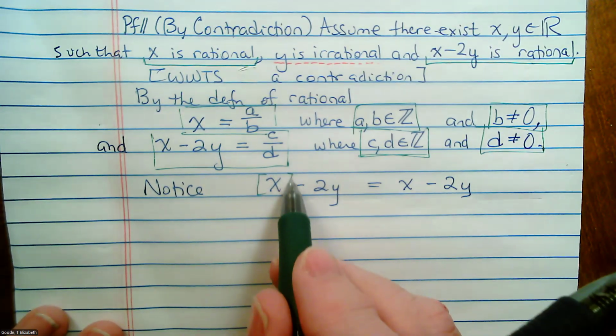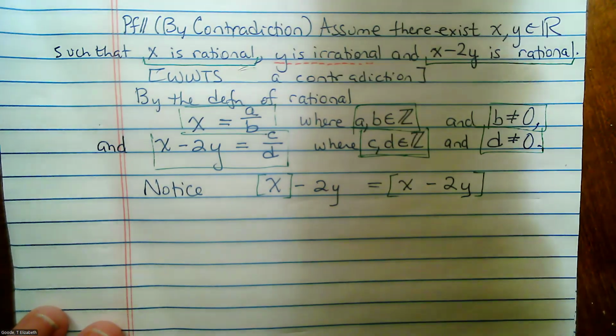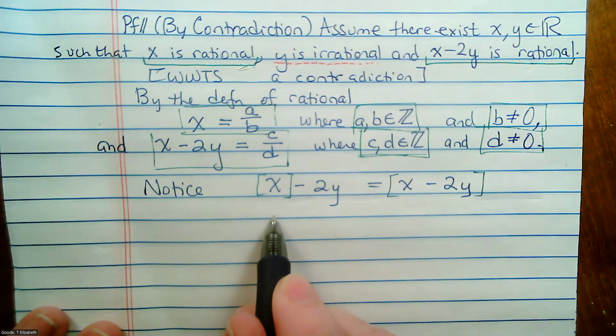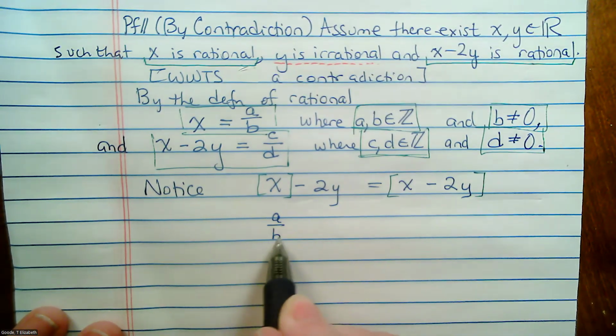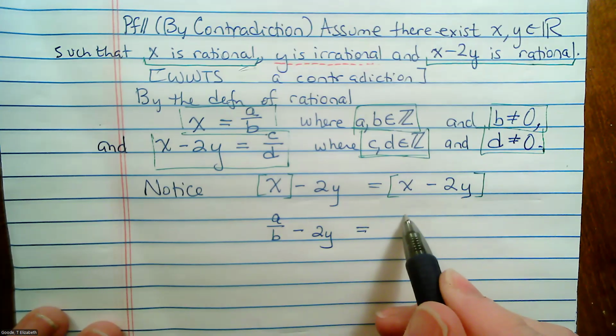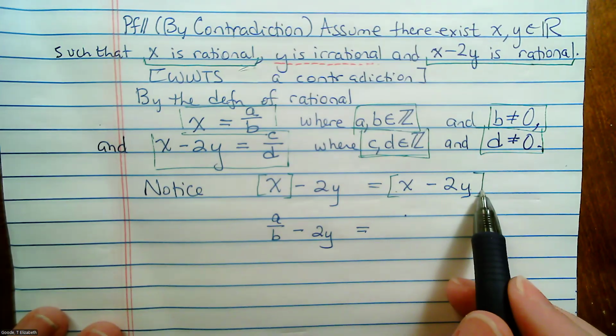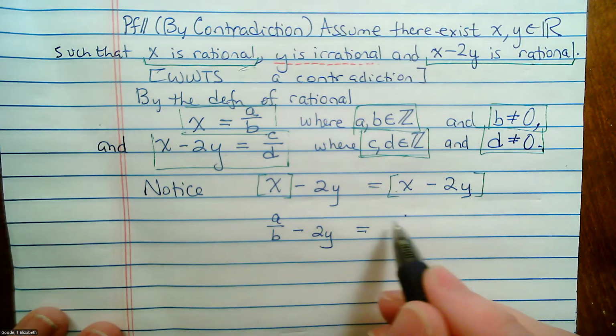Well, we can plug in for x, and then we can plug in over here for the whole thing. So x is a over b, right? Yes. Minus 2y equals, what do we know about x minus 2y? x minus 2y is c over d.